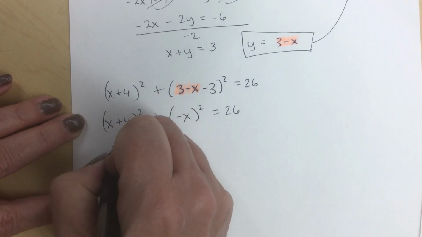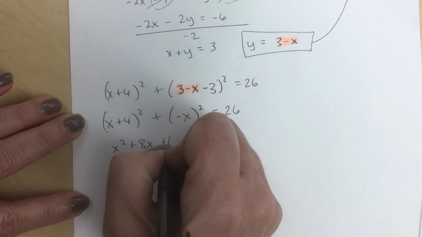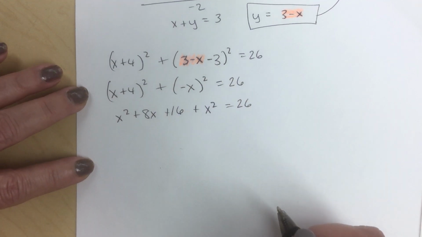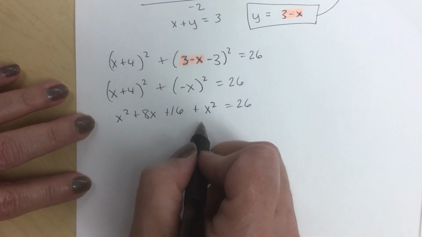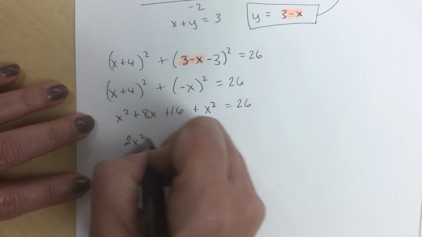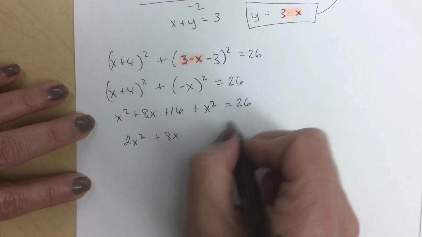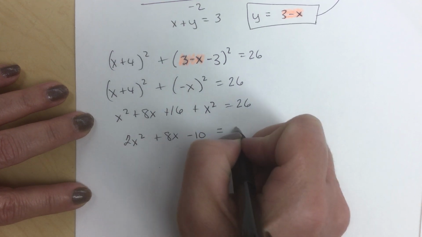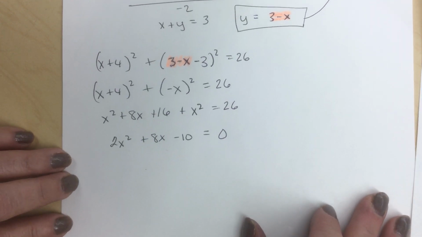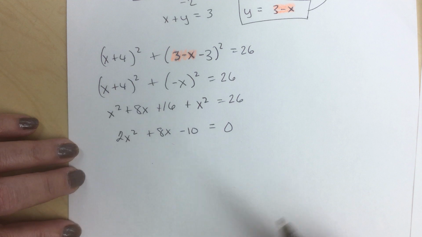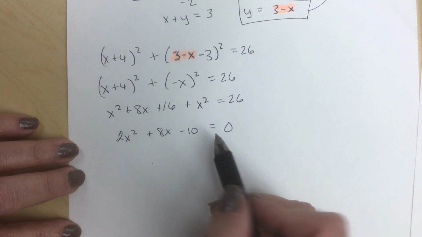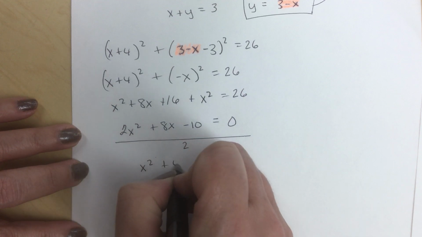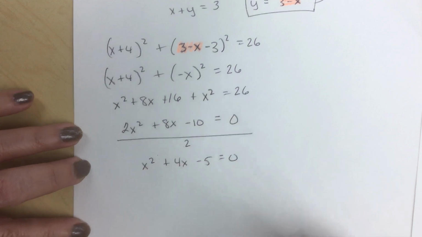So now you've got to multiply this out. x squared plus 8x plus 16, minus x squared, is x squared, equals 26. Combine like terms and set it equal to 0. So x squared plus x squared is 2x squared plus 8x, minus the 26 from both sides. 16 minus 26 is -10 equals 0. Now, at this point, you can use the quadratic formula to solve it, but I like to factor, and if I'm going to factor, I want my numbers to be as small as possible, so I can divide everything by 2. That gives me x squared plus 4x minus 5 equals 0.